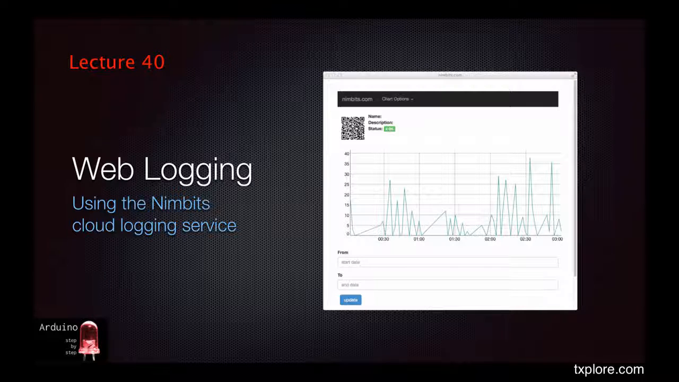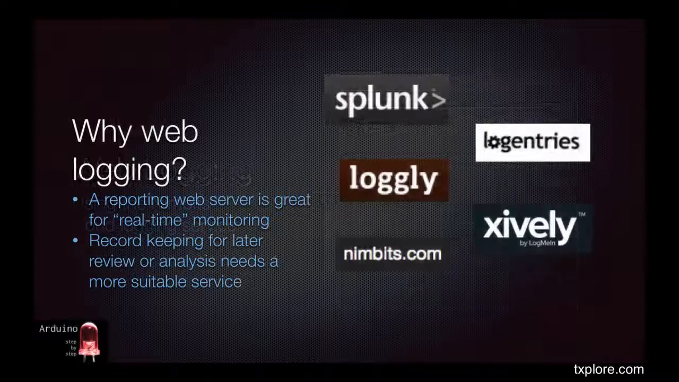Broadly speaking, there are two ways to do this. You can record readings on board the Arduino using an SD card reader or writer, or you can use an online service to which your Arduino can send its readings periodically, and from there you can use your web browser to monitor in real time, plot historical values on a chart, or download the data to your computer.